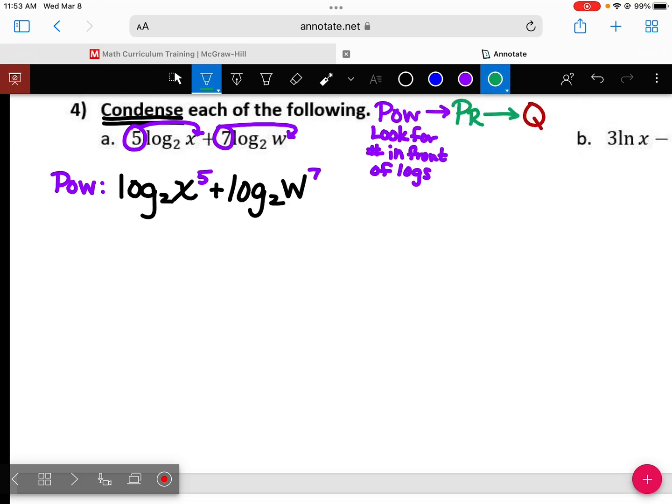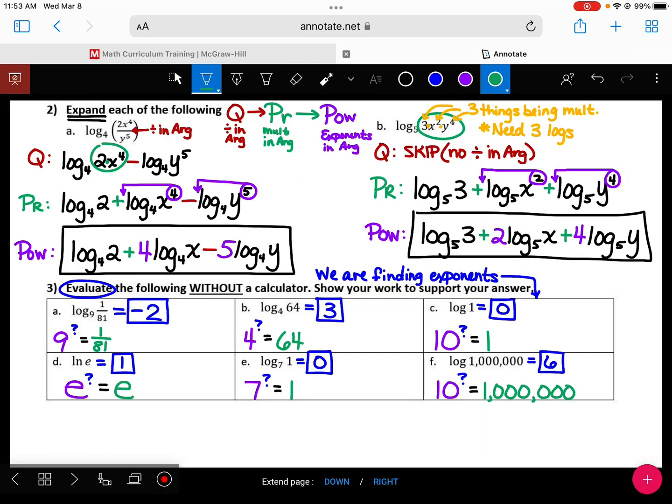All right, that brings us to our product step. I want to go back and look at what we did before because we're going to be working backwards. Product step. What did we do in the product step? What were we looking for? We were looking for multiplication, and it turned into addition. So if I go backwards, I'm looking for addition, and it'll turn into multiplication.